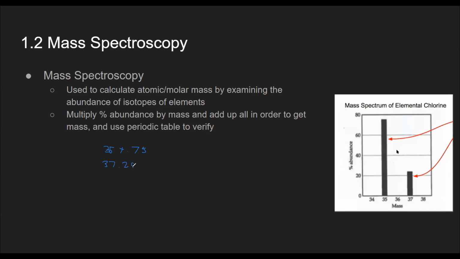So 37 times 0.25 would just be 9.25. And 35 times 0.75 would basically be 26.25. And the total would just be 35.5, which is close to 35.45, meaning this is chlorine.